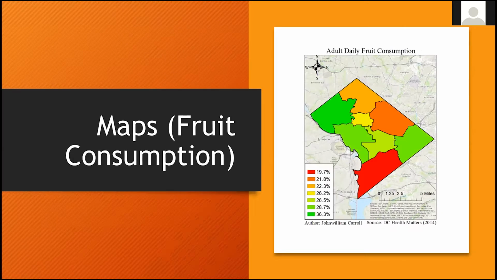Another one involves adult daily fruit consumption, at least eating 2 servings of fruit per day. And an interesting detour: Ward 8 and Ward 5 were the highest, and Wards 4 and 1 were actually in the middle of the pack. Ward 7 actually had higher fruit consumption.